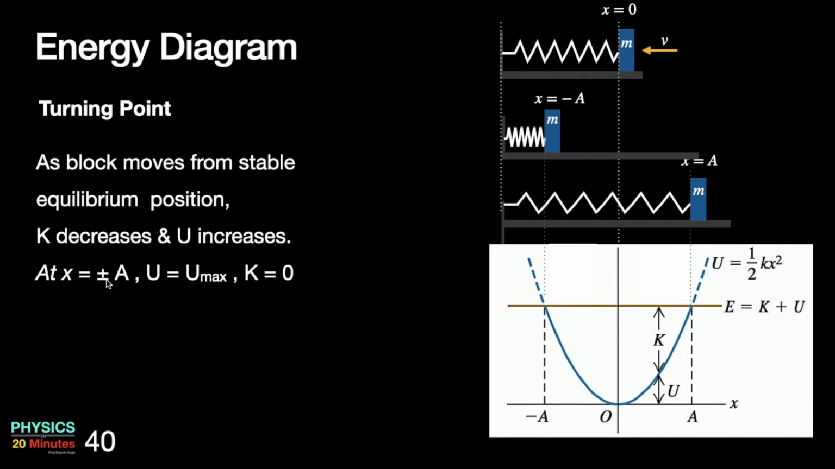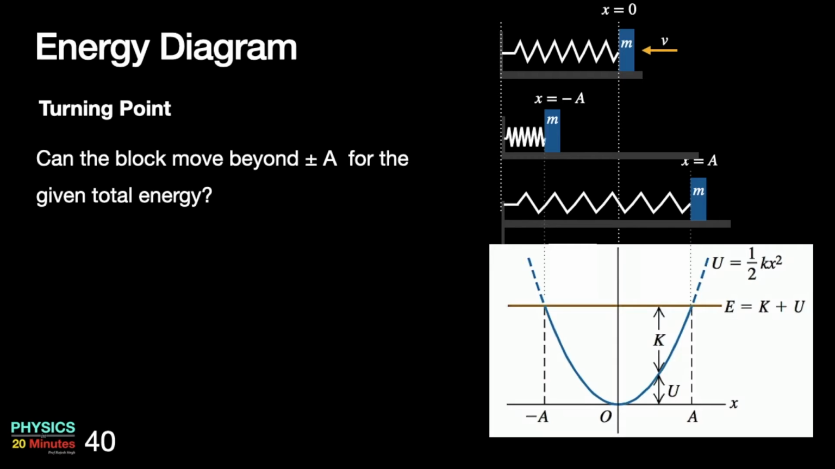So at x is equal to plus minus a, k has to be 0. So at these 2 points, plus minus a, u is maximum, which is equal to E, and k is 0. If k is 0, its kinetic energy is 0. Now mass can't be 0 suddenly, so its velocity or the speed has to be 0, and the particle is no longer moving. So as the particle goes towards this side, its kinetic energy decreases, it slows down and finally stops here.